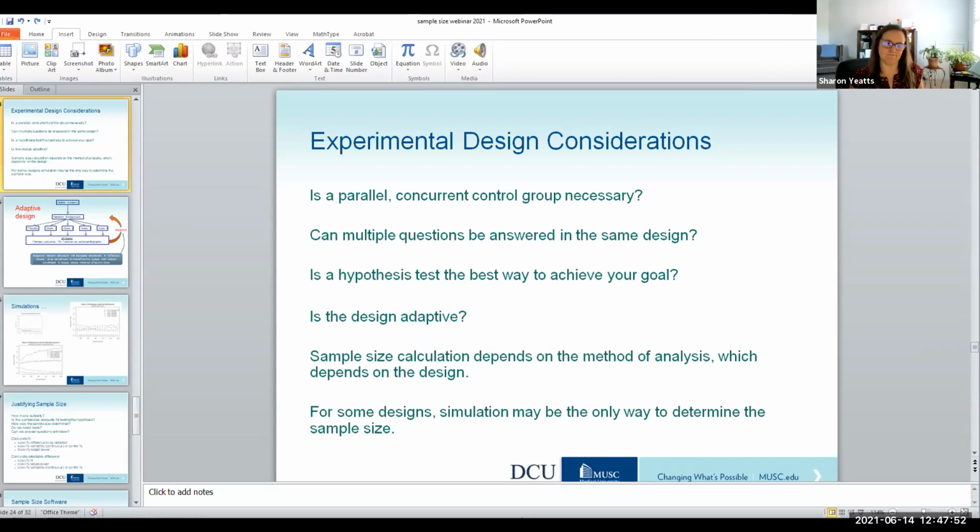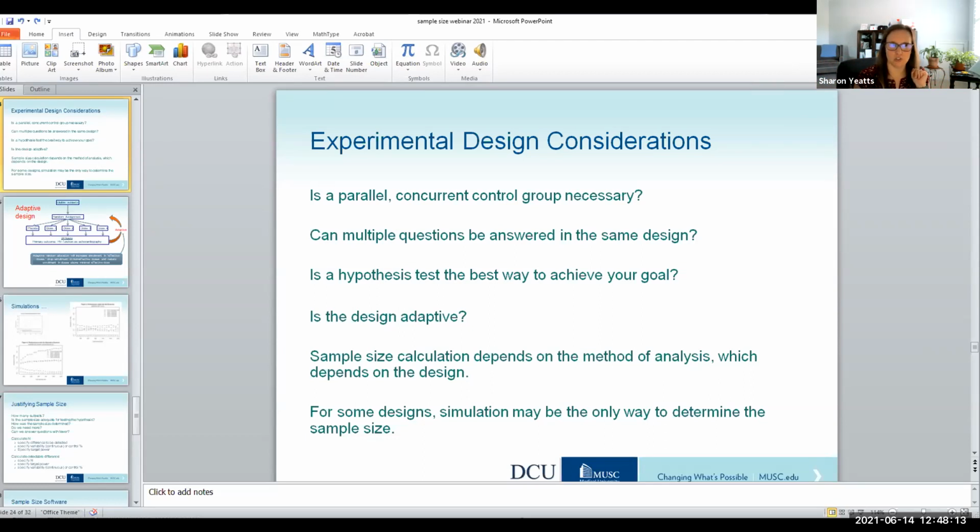And those are becoming more common, I think, as we get better about acknowledging that the design should be appropriate to answer the question, and that that's not always a two-group parallel trial.